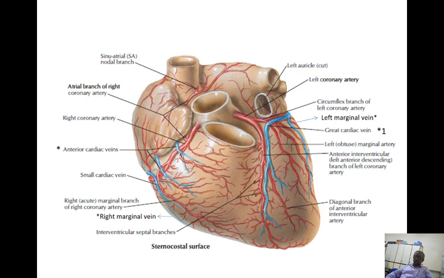Of course, here I am showing the right marginal vein, about which we talked. Right marginal vein is going to join the small cardiac vein. So here it is joining small cardiac vein, and sometimes it may directly open to the right atrium.